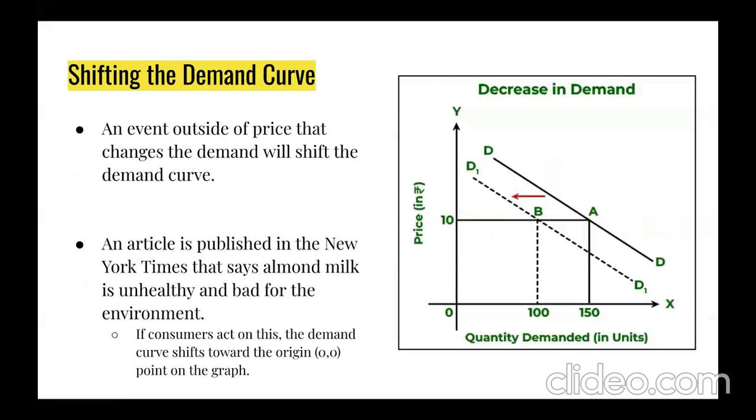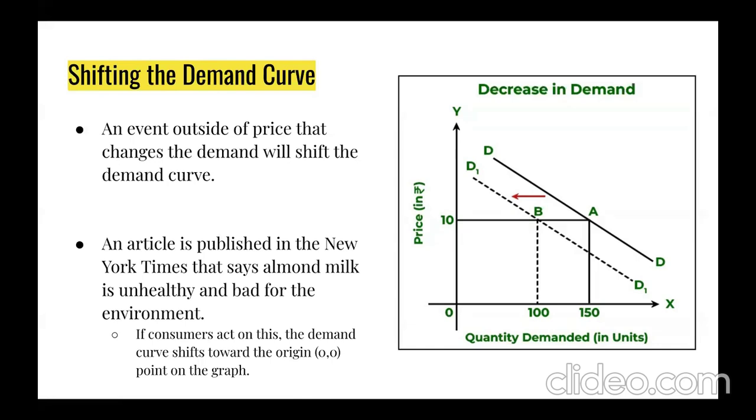So demand curves don't stay in the same place. They don't stay constant all the time. In fact, they're always kind of shifting around. And they shift around because events that are separate from price, so events outside of price, happen and they shift the demand curve. So let's talk about this example of a decrease in demand. Let's say that this chart represents the demand curve for almond milk. And an article comes out in the New York Times that says that almond milk is unhealthy for people and it's bad for the environment.